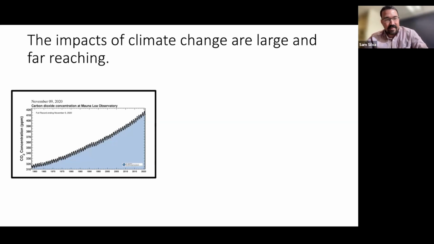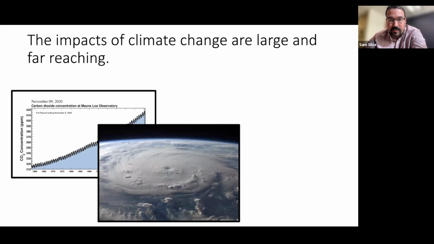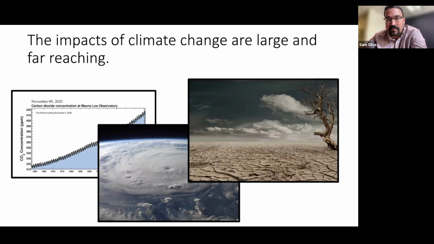So I don't need to spend too much time on this. I think for this audience, we are all broadly motivated by studying climate. But just to broadly state, the impacts of climate change are large and far-reaching. I'm showing here the CO2 concentration with respect to time from about 1960 to roughly present day at Mauna Loa. You see this stark increase in CO2 concentrations, and associated with that has been a large change in the Earth system, from changes to acute extreme events like severe weather, as well as longer-term changes to the environmental state, leading to impacts like drought and so on.